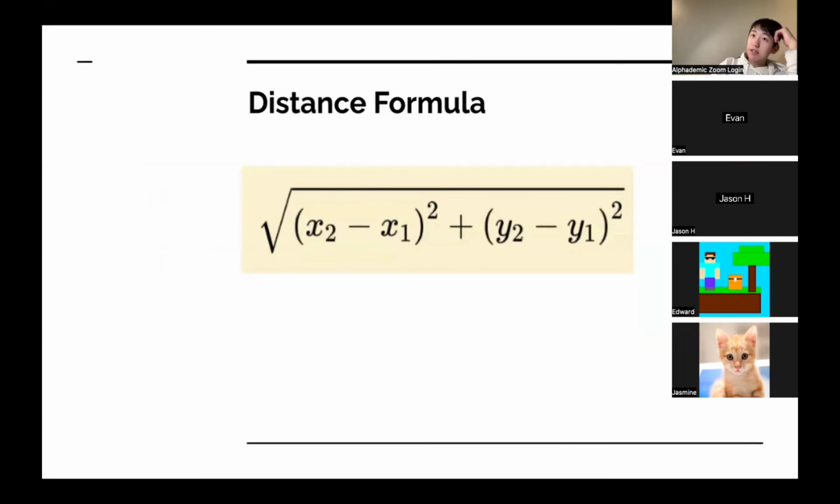Next up, we have the distance formula. This is for finding the distance between 2 points. So this one is the square root of x2 minus x1 squared plus y2 minus y1 squared.